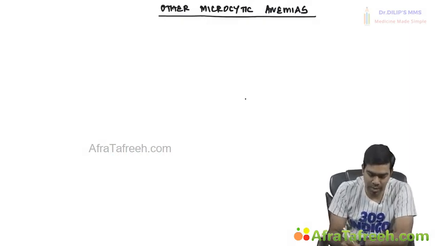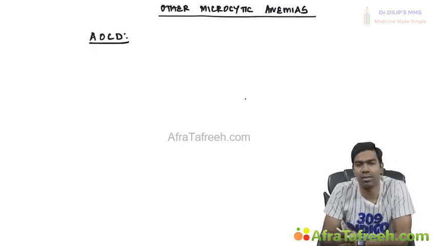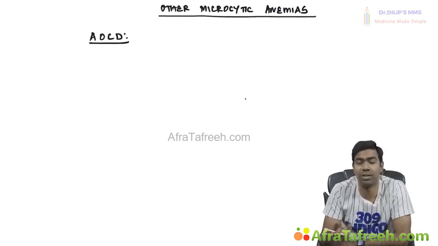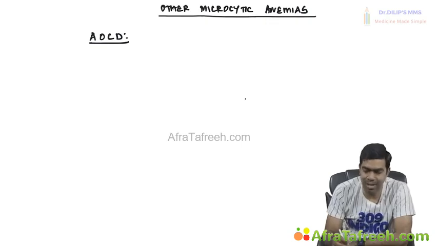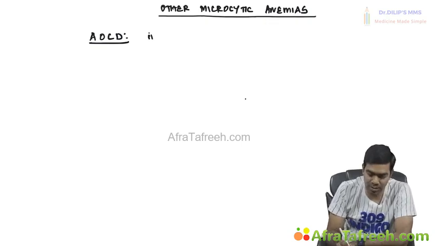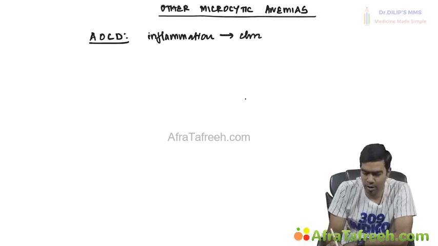So what do you mean by anemia of chronic disease? AOCD. Otherwise, you can also call it anemia of chronic inflammation. Both actually tell you the same thing. The problem with anemia of chronic disease is inflammation, which is typically chronic. The chronic inflammation is the key.